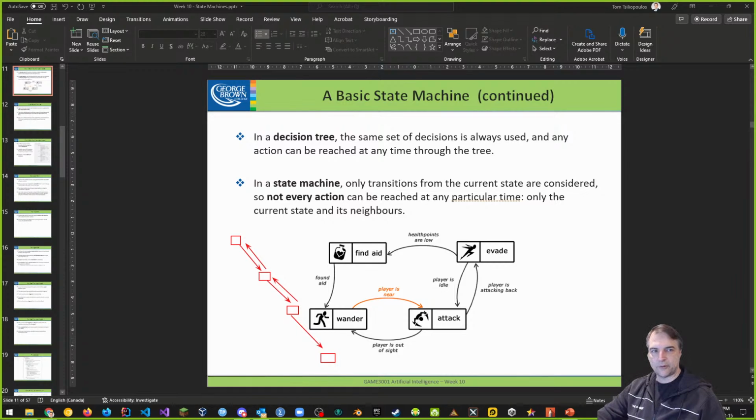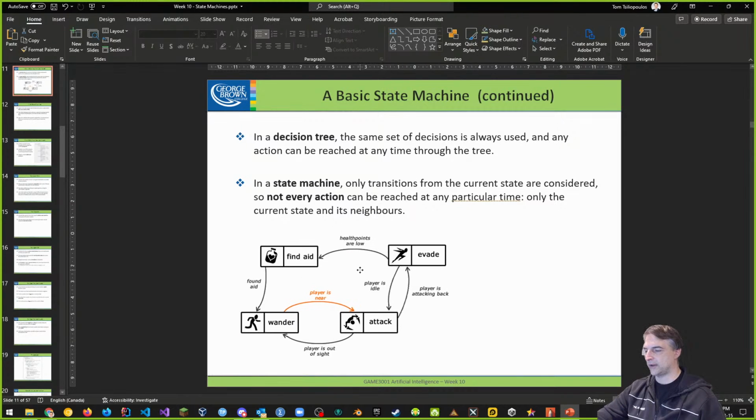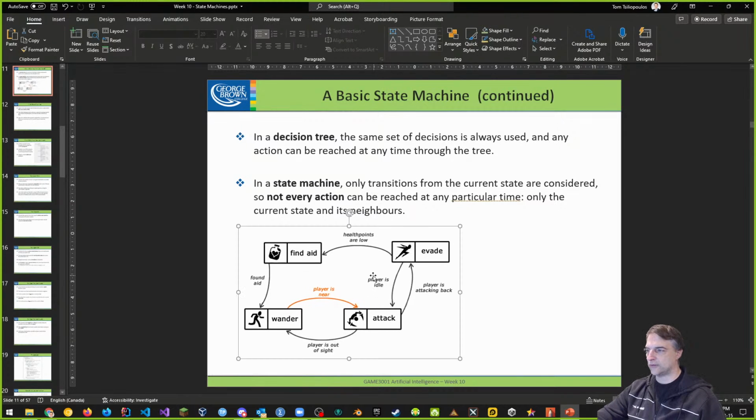If I was going to convert from one thing to the other, I would look at this. Health points are low. Player is attacking back. Player is idle. Player is near. Player is out of sight. Found aid. So if I was going to restructure this as a tree, let's put this aside for a second. How would this tree structure work? I would look at the conditions first, and these are all the actions. That's what I would do. So I would kind of convert it back to leaf nodes.